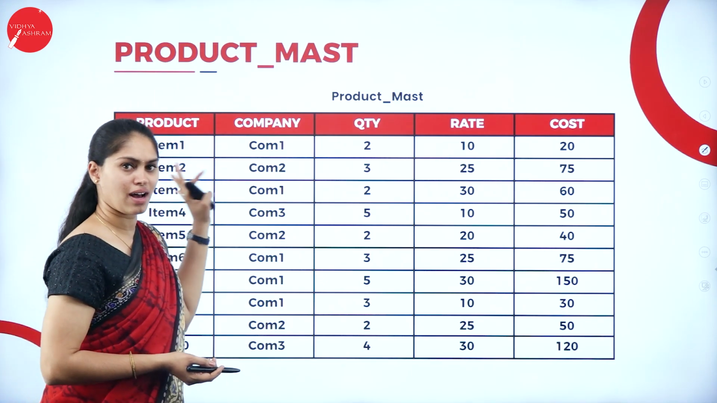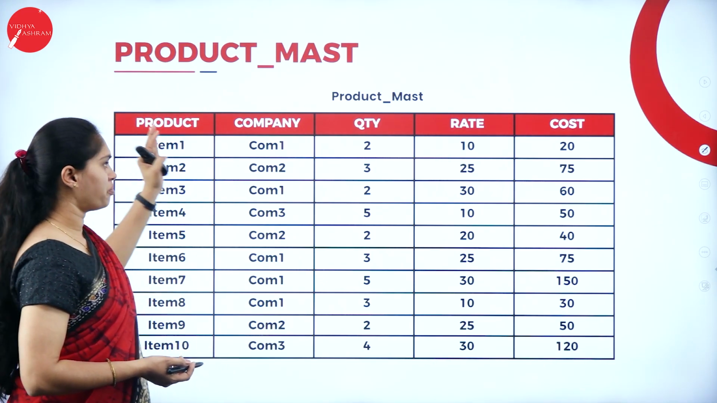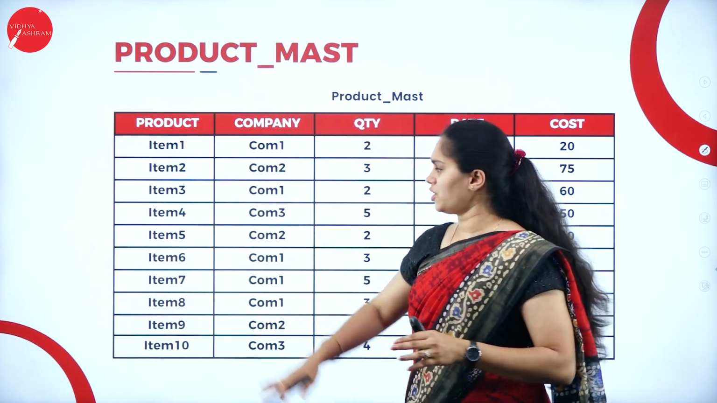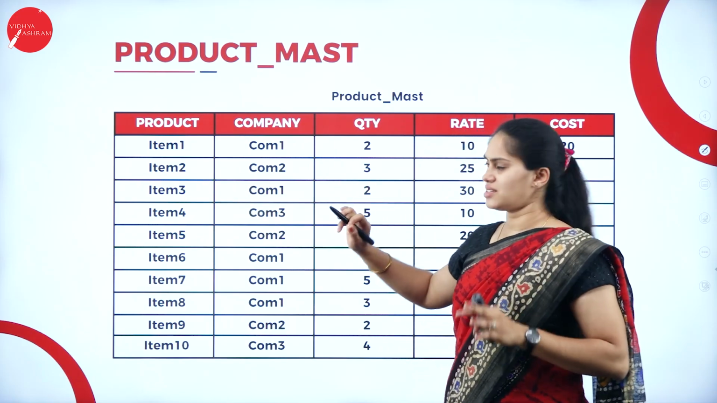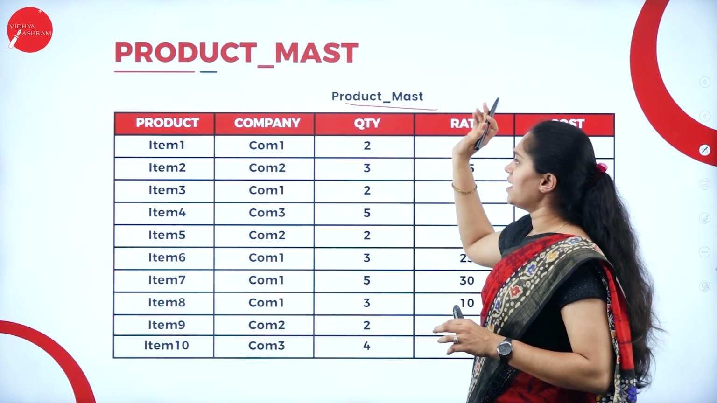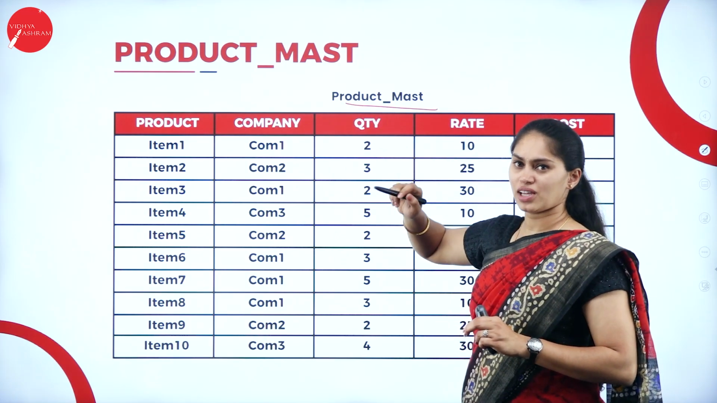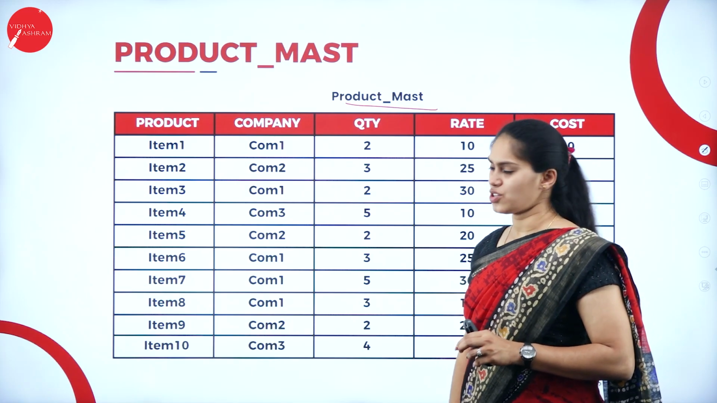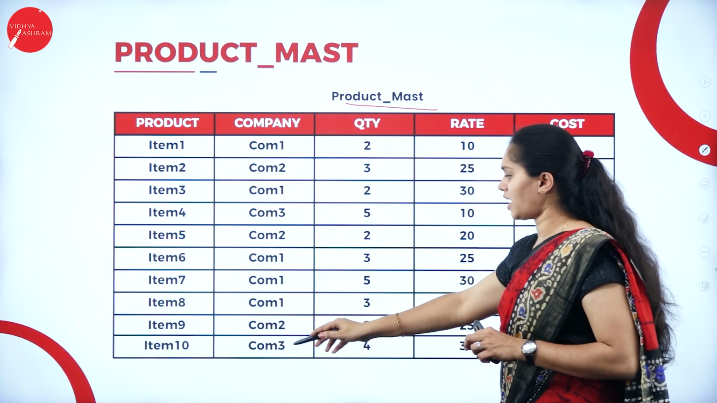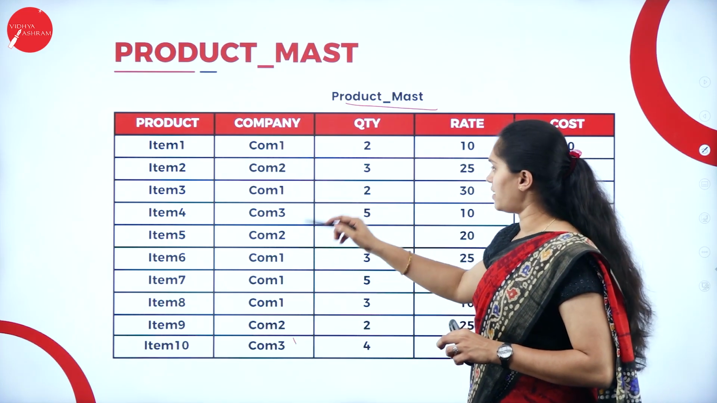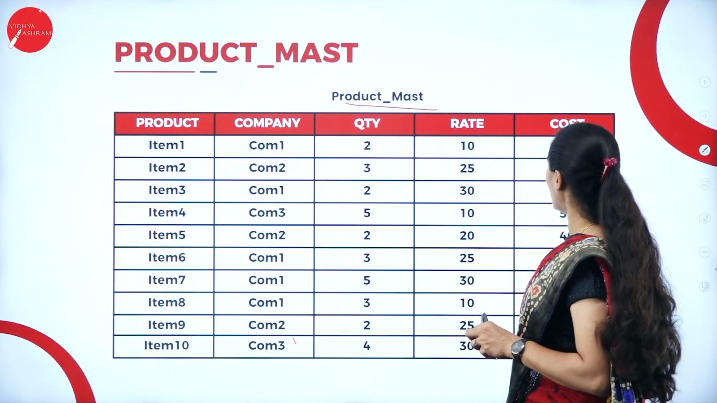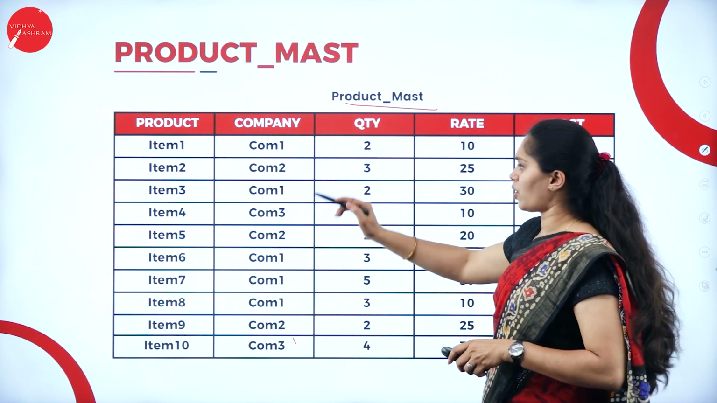Here we have a product master table that consists of product, company, quantity, rate, as well as cost. So you need to remember this table. That means you just need to imagine these many columns in a product master table. I'm going to take the same example to make you understand all the other aggregate functions. Here in product we have 10 items. We have 3 types of company, company 1, 2, as well as 3, and we have a number of quantities, and rate has been given along with the cost of a particular product, right?